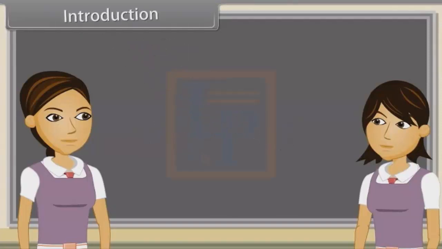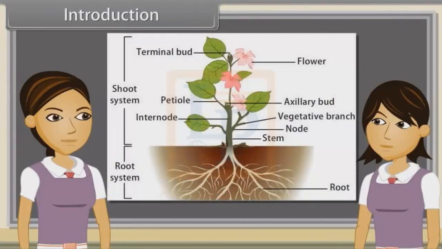Introduction. When we observe a plant, we see that every plant has roots, stem and leaves. Plants also have flowers and fruits. We have already discussed characteristics, types, modifications and functions of roots. Now we will study stem.